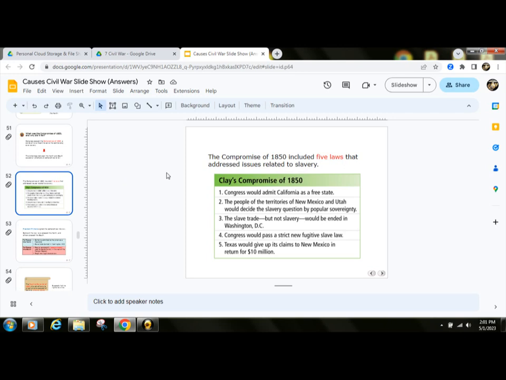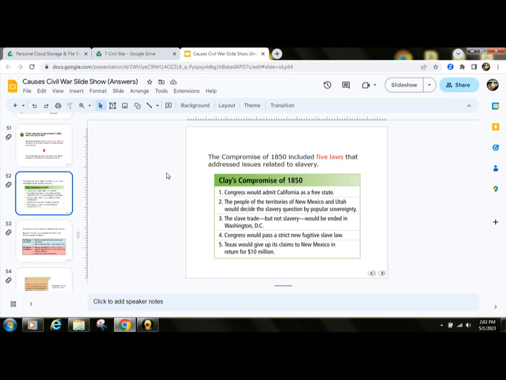So again, we just talked about that Wilmot Proviso. What would you do with these territories out west? Well, Clay's Compromise stated that Congress would admit California as a free state. The people of the territories of New Mexico and Utah would decide the slavery question by popular sovereignty. In other words, they would just vote in that area to see what they want their state to be.